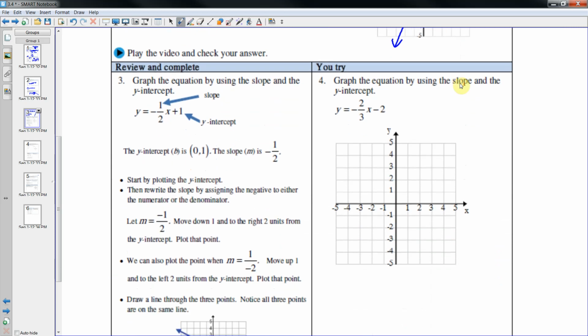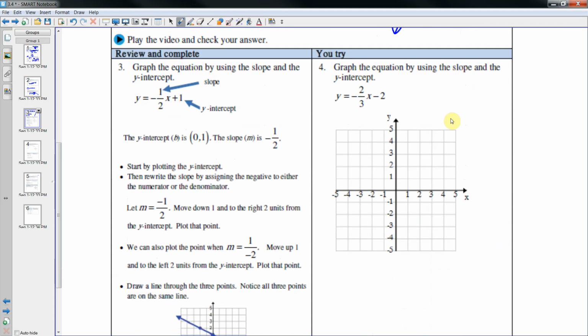There's an example here on the left side that you can go by. Let's look at the one that's on the right. I've got y equals negative 2/3 x minus 2, so it's already solved for y. Great. So my slope is negative 2 over 3. My rise over my run. My y-intercept is 0, negative 2. So always mark your y-intercept first. You're going to go 0 down to negative 2.